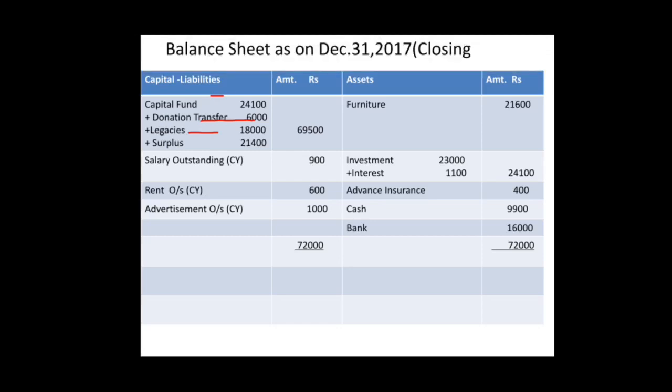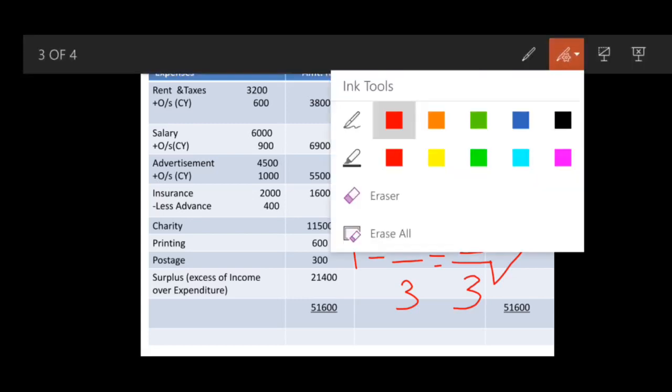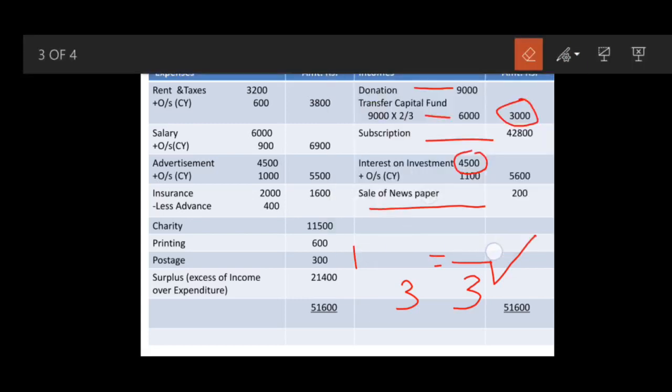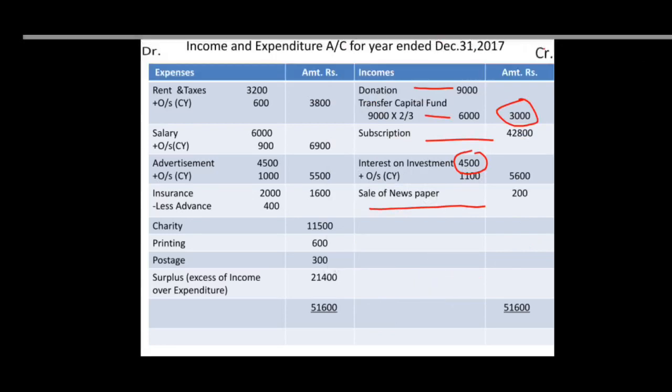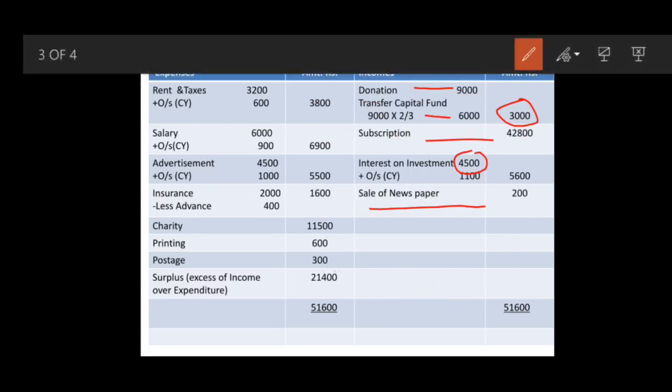Again come to your income and expenditure. Over there you had already mentioned insurance 2,000. Now this is advance for 3 months. Now this 2,000 is for how many months? 2,000 is for 12 months, of which 3 months is advance. So 2,000 divided by 12 multiplied by 3.